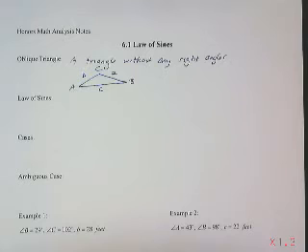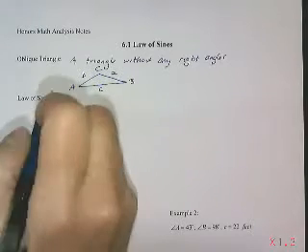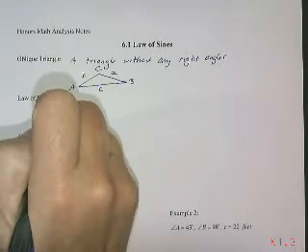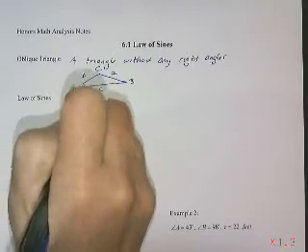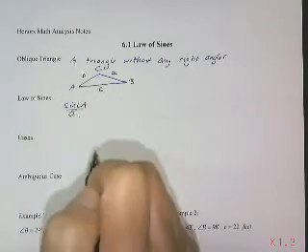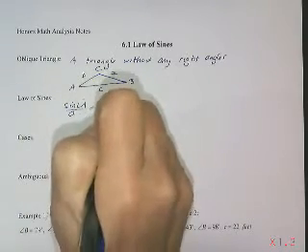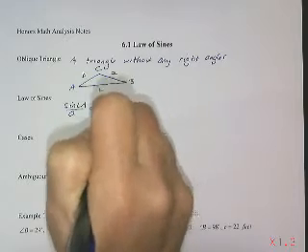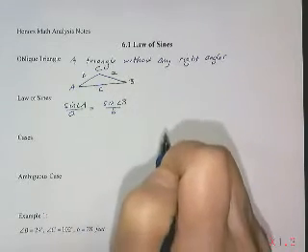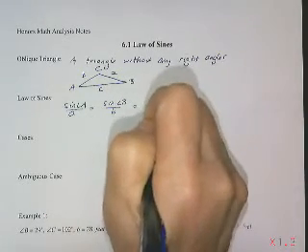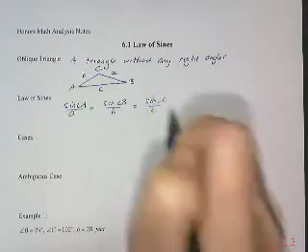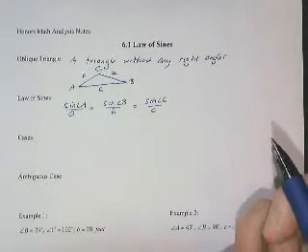The law of sines is a proportion. There's a relationship between all the sides and angles. So this proportion or ratio is going to be: sine of angle A is proportional to side a, as the sine of angle B is proportional to side b. Likewise, sine of angle C and side c.